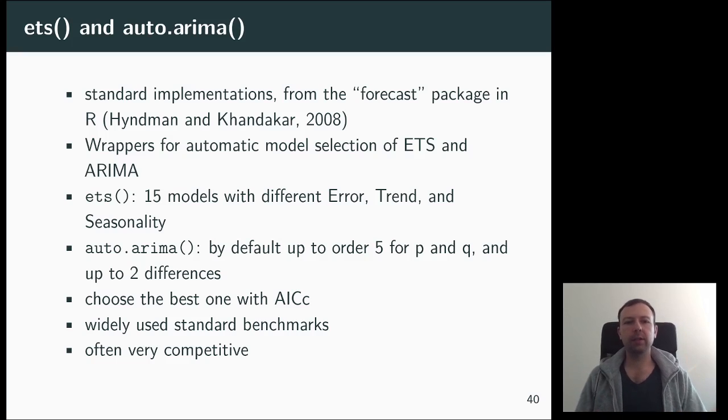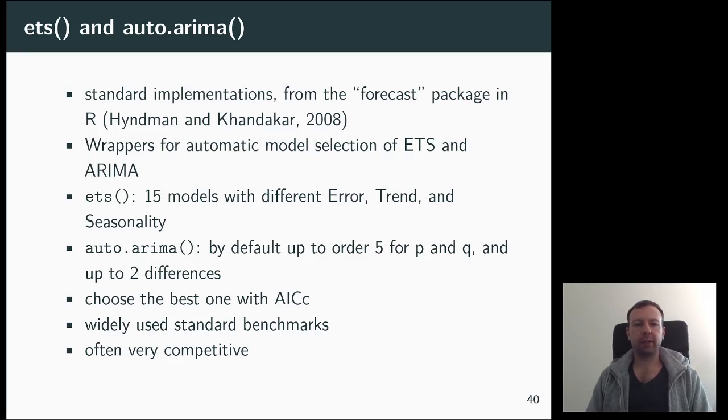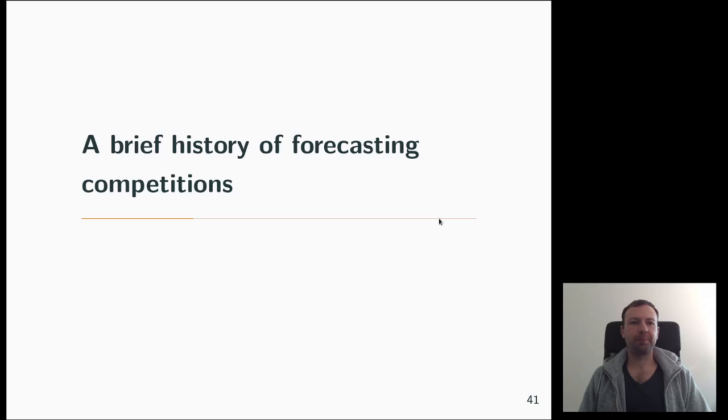So the ETS function fits 15 models with different error, trend, and seasonality. And the auto.ARIMA, by default, fits models up to order 5, both in the P and Q, so both in the AR and the MA part, and up to 2 differences. And then you just choose the best model according to the corrected AIC. And yeah, so these functions are widely used standard benchmarks, and they are very often surprisingly competitive.